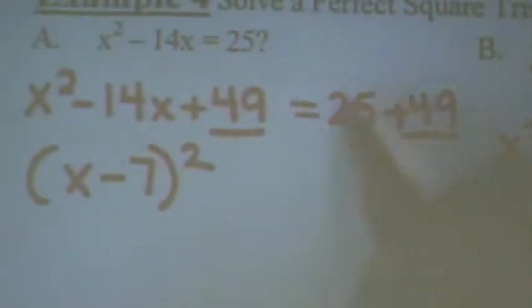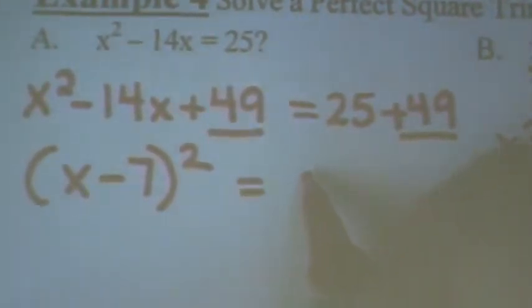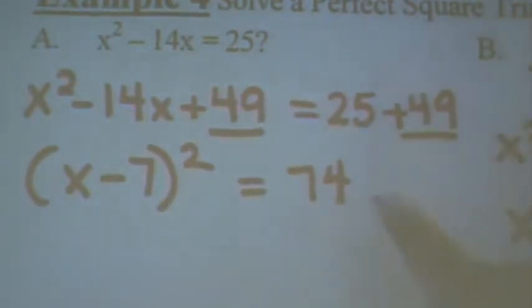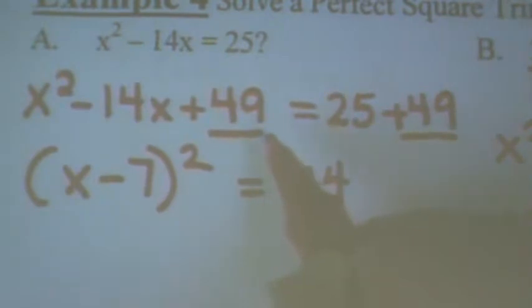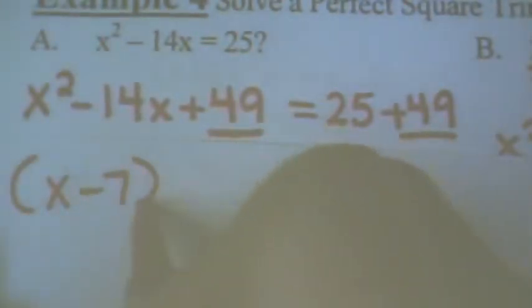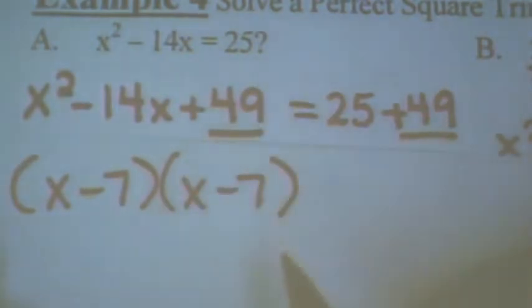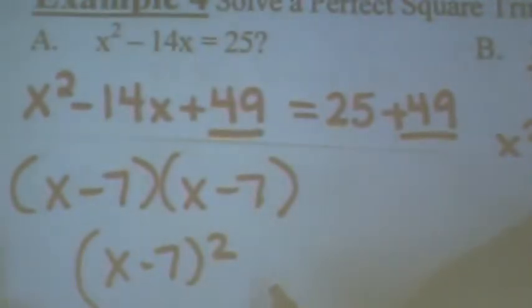Now, could you please just add these two numbers for me? What's 25 plus 49? 74. Now, does this problem look like what we did yesterday? Yes. Where does the 49 go on the left side? You had the 49 on top, so where did it go? We factored it. It's x minus 7, x minus 7, or x minus 7 squared. That means the same thing, okay?